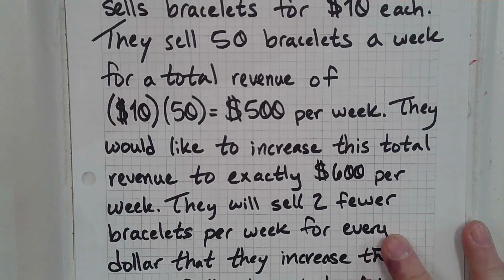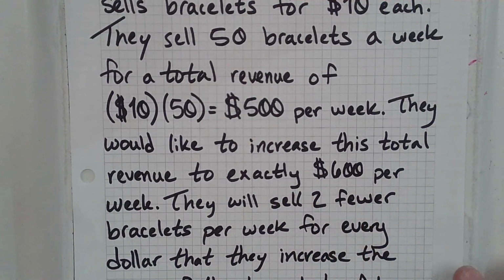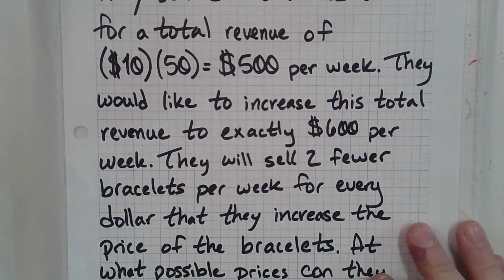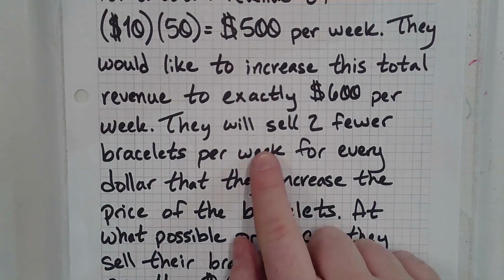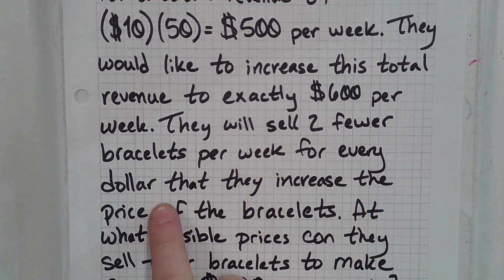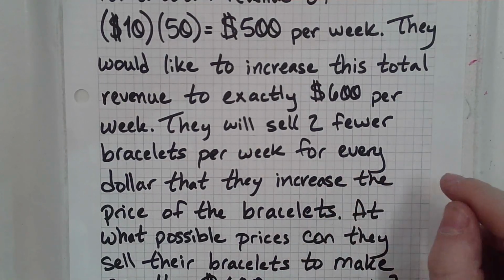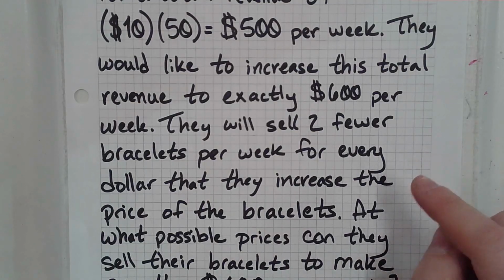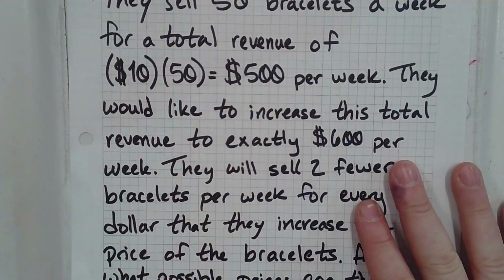Okay, cool. So they want to increase their total revenue to exactly $600 per week. Apparently they need $600 exactly. The question is, how are we going to change the price, right? So they will sell 2 fewer bracelets per week for every dollar that they increase the price. So in other words, if you raise the price, fewer people are going to buy, right? It's going to be too expensive. And so they calculated that if they raise it $1, then instead of selling 50 a week, they're actually going to sell 48. So it'll be 11 times 48 for their revenue.